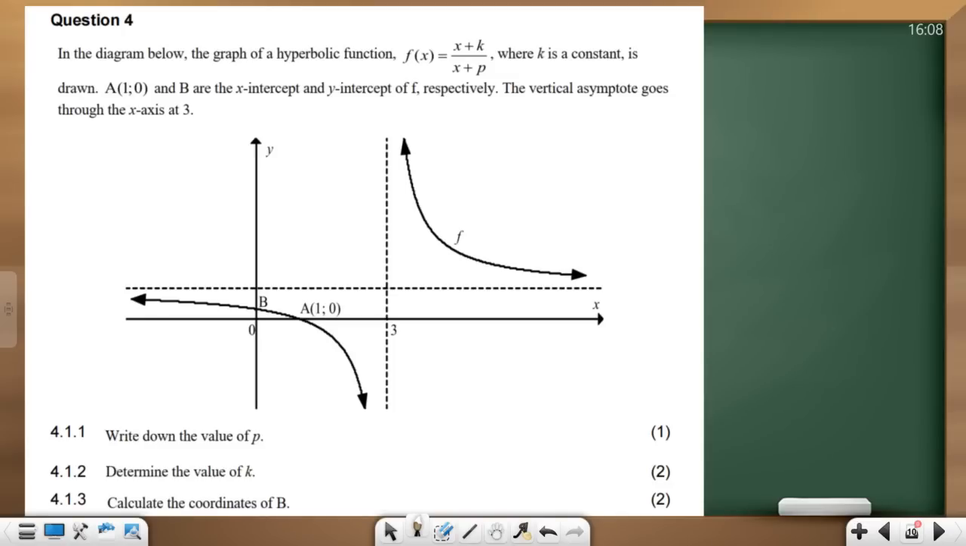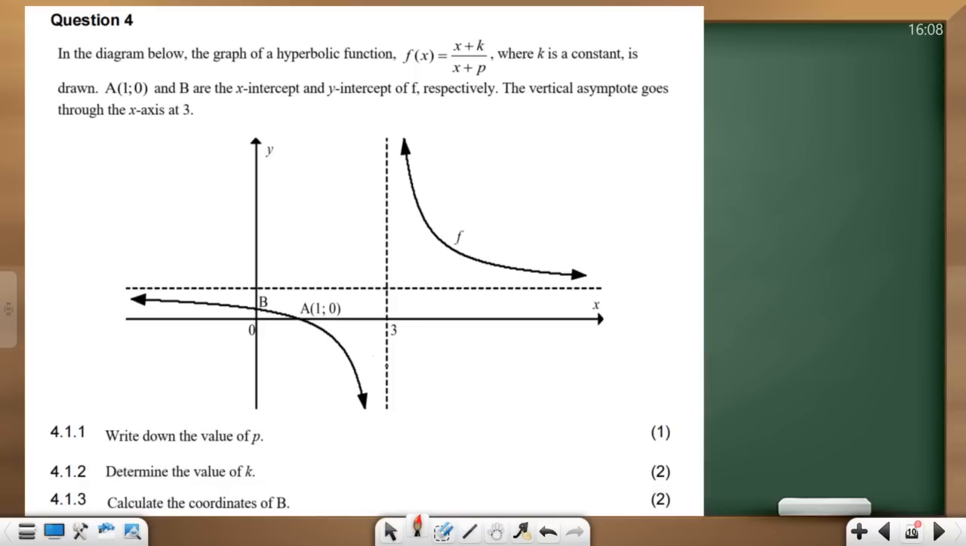In the diagram below, the graph of a hyperbolic function f of x equals x plus k over x plus p, where k is a constant, is drawn. A, 1 and 0, and B are the x-intercept and the y-intercept of f respectively. The vertical asymptote goes through the x-axis at x equals 3.